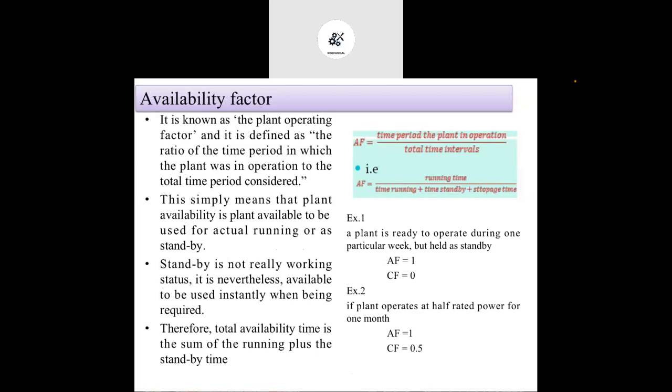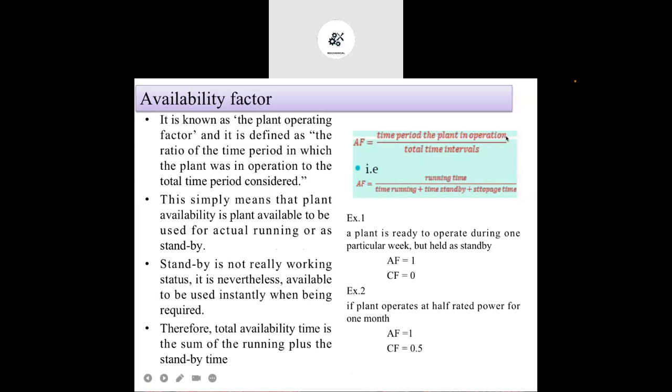Now consider there is 1 year. For 1 year we are going to calculate the availability factor. For the one year we know the total time interval will be 365 days times 24 hours. That is the total time period, that is the denominator.